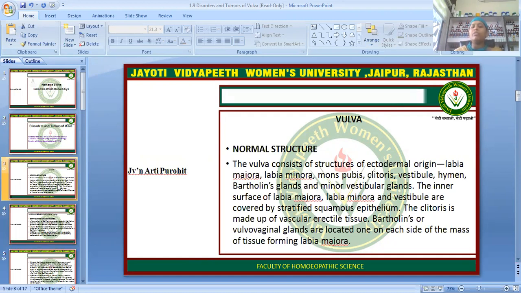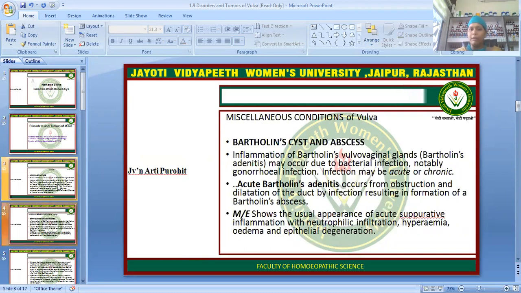The inner surface of the minora and majora and vestibule are covered by stratified squamous epithelium, and clitoris is a vascular erectile tissue, and Bartholin and vulvovaginal glands are located one on each side of the mass of tissue, forming the labia minora. Now we will talk about the conditions of the vulva that are very rare, but important for you. One is a Bartholin cyst and abscess.